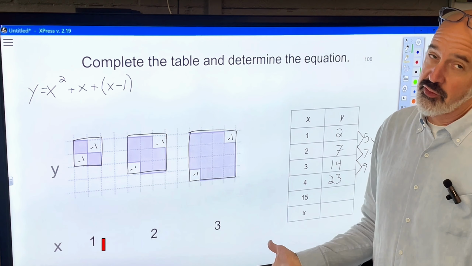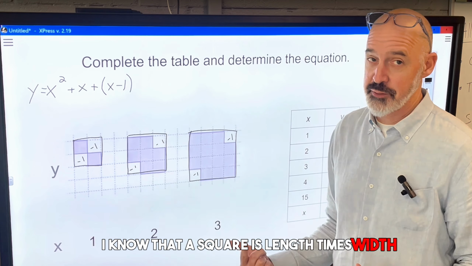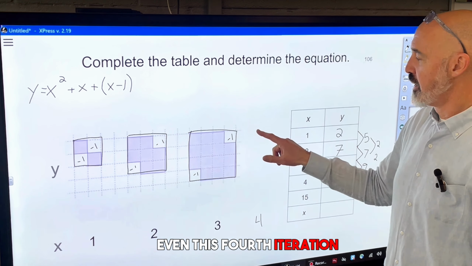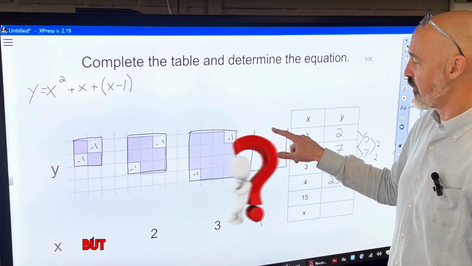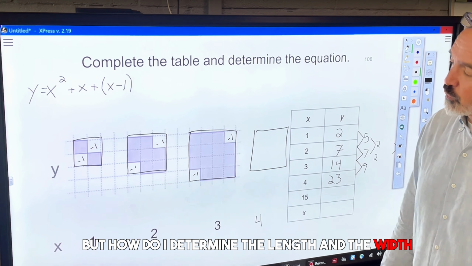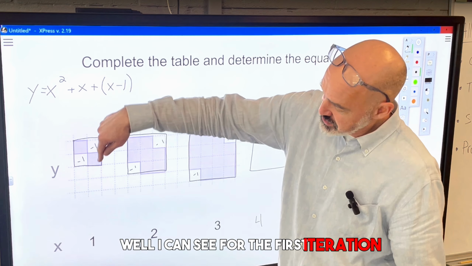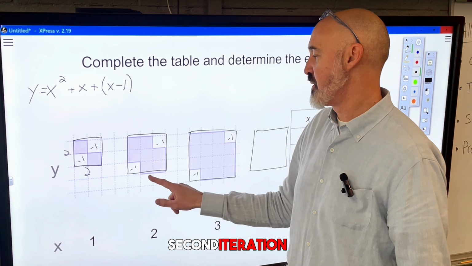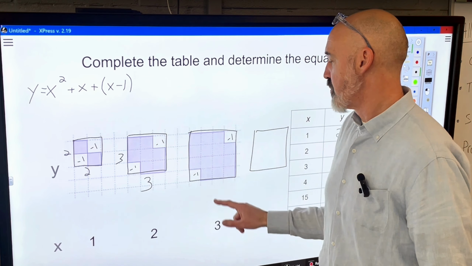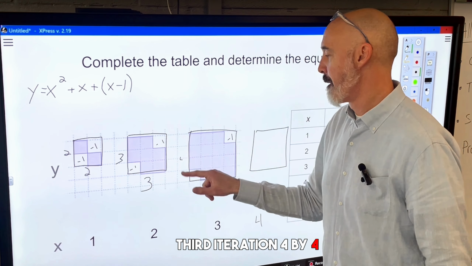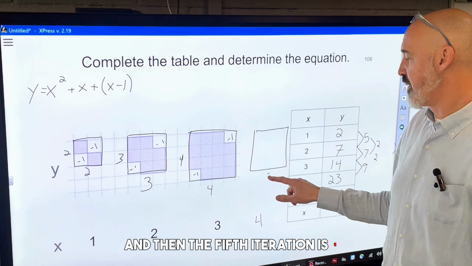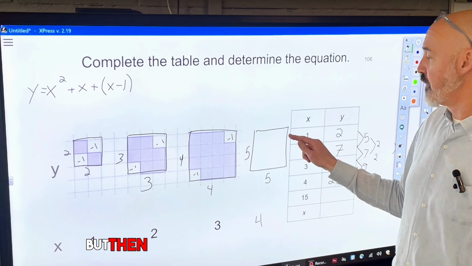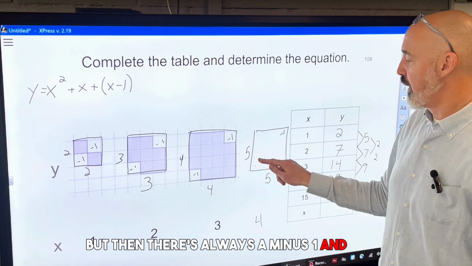So if I see that, I know that a square is length times width. So all of these can be length times width. Even this fourth iteration, it's going to be a length times width. But how do I determine the length and the width? Well, I can see for the first iteration, it's 2 by 2. Second iteration, 3 by 3. Third iteration, 4 by 4. And then the fifth iteration is 5 by 5. But then there's always a minus 1 and a minus 1.